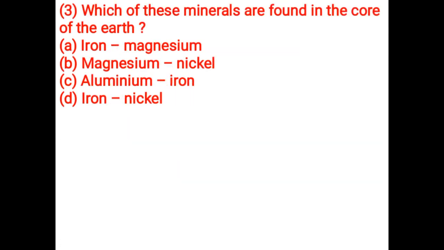Which of these minerals are found in the core of the earth? Option A, iron, magnesium. Option B, magnesium, nickel. Option C, aluminium, iron. Option D, iron, nickel. Correct answer is option D, iron, nickel.